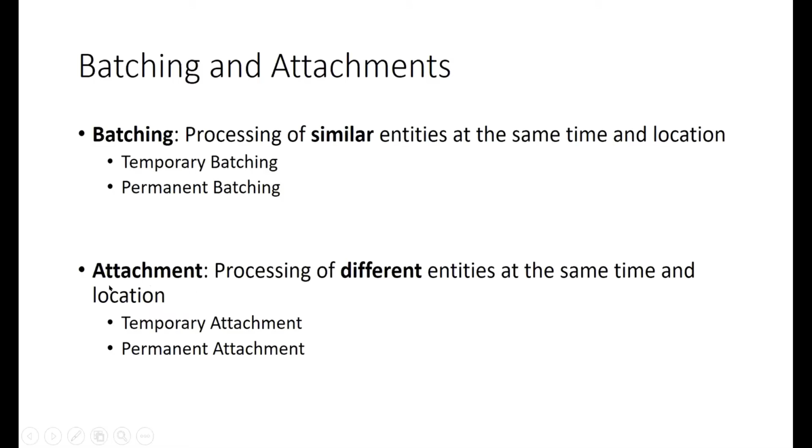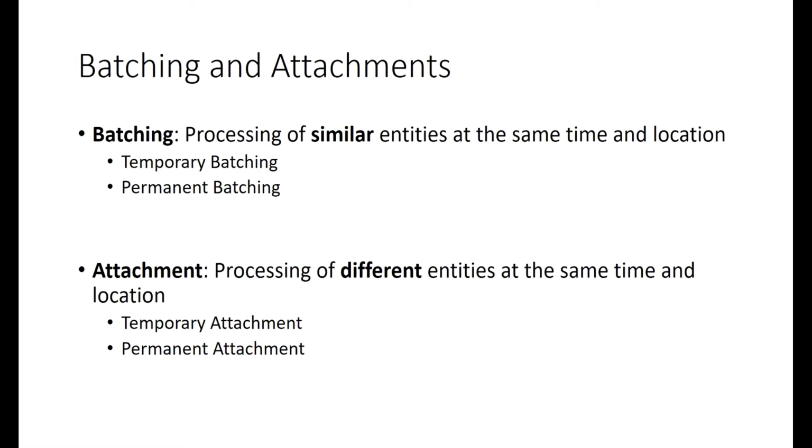On the other hand, I'll have the concept of attachment. Attachment is the scenario when different entities come together to get processed at the same location. A good example is an assembly line. On a machine, on a location, I may have entity A and entity B, two different entities coming together, and I process them together. I perform some operations, and that's basically attachment, because two different entities come together to get processed on that location.